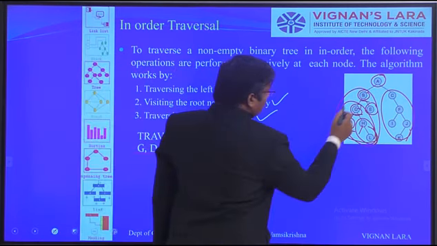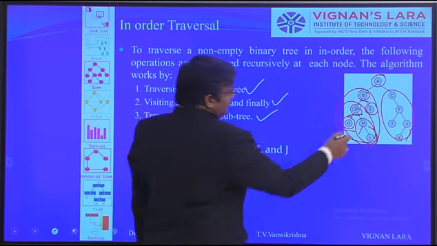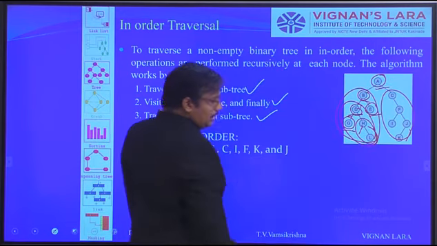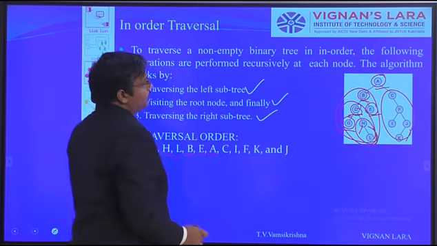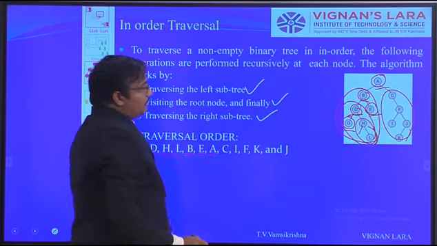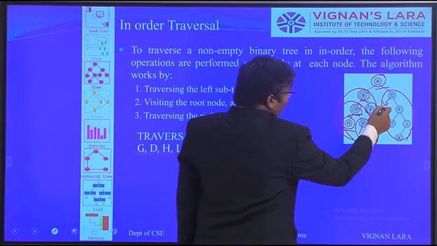Then the right subtree, L. Then the next root node, B. Then visit the right subtree, E. Completed. Then visit the root node, A. Then visit the right subtree. In the right subtree, what is the first one? Here we need to go for the left subtree.